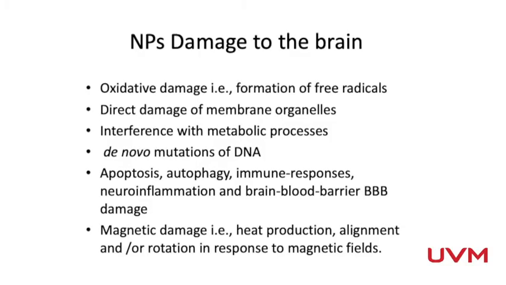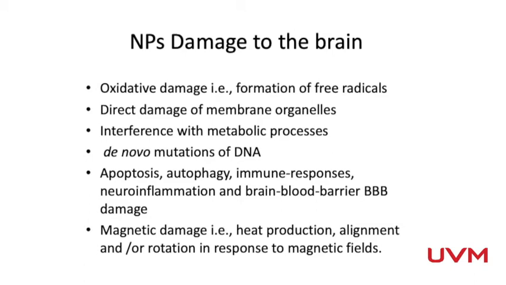When we analyze, and this is a very short list, the literature is very extensive, how the nanoparticles could potentially damage the brain, the major pathways will be oxidative damage with the formation of free radicals, direct damage of membrane organelles, interference with metabolic processes, mutations of DNA, and then a series of mechanisms that are synergistic and cause significant damage in the cell, such as apoptosis, autophagy, immune responses, neuroinflammation, which is very striking in people living in highly polluted areas, and brain-blood barrier damage.